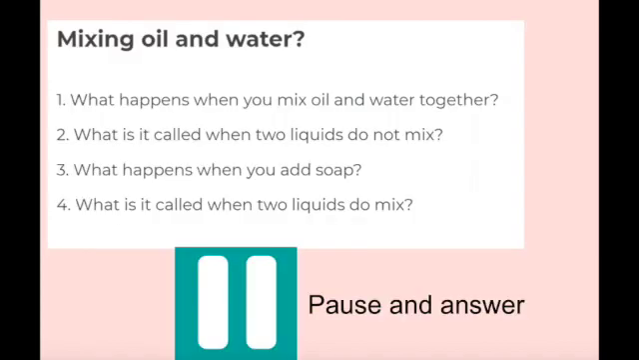So mixing oil and water, let's go through some questions based on what we've just done. What happens when you mix oil and water together? What's it called when two liquids do not mix? What happens when you add soap? What's it called when two liquids do mix? Pause and answer the questions now.